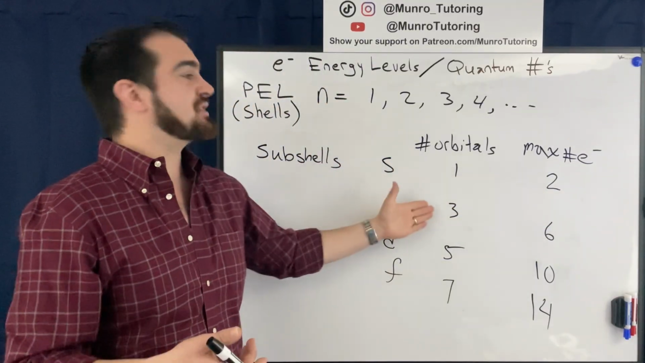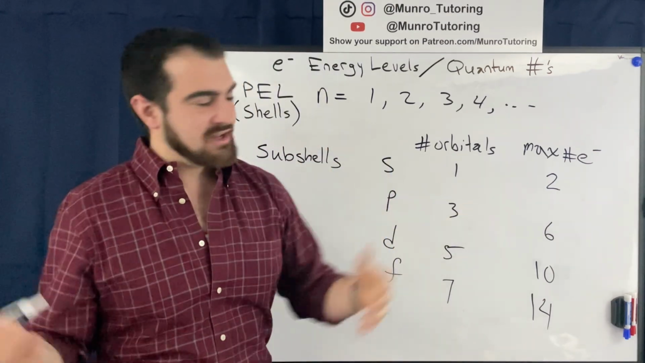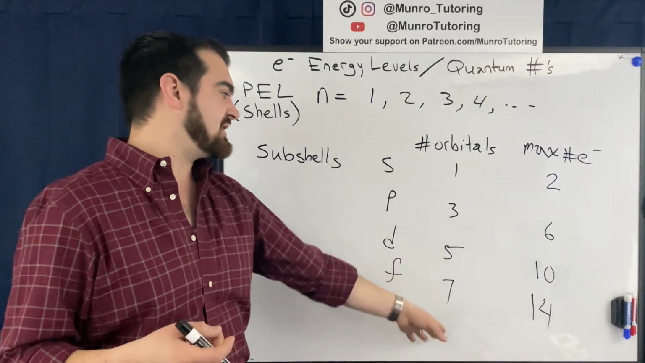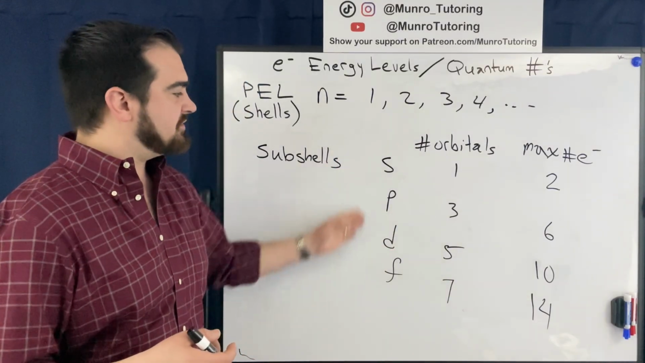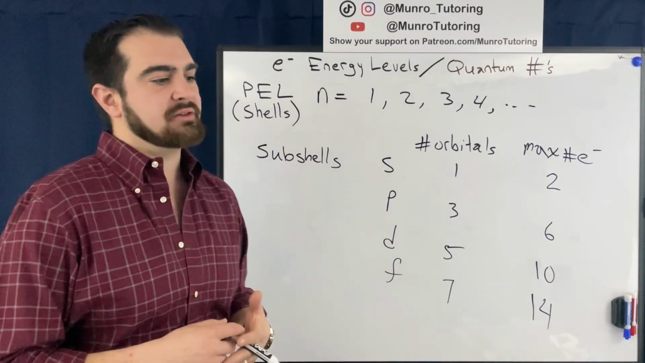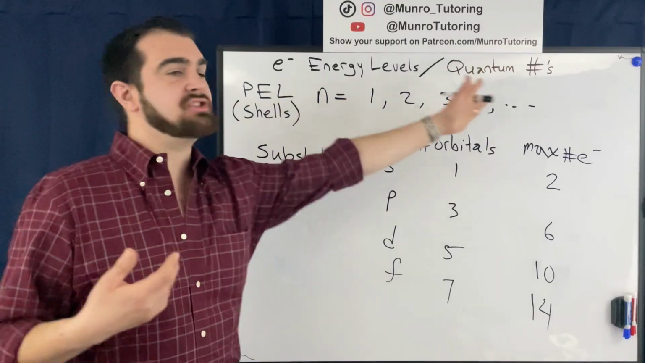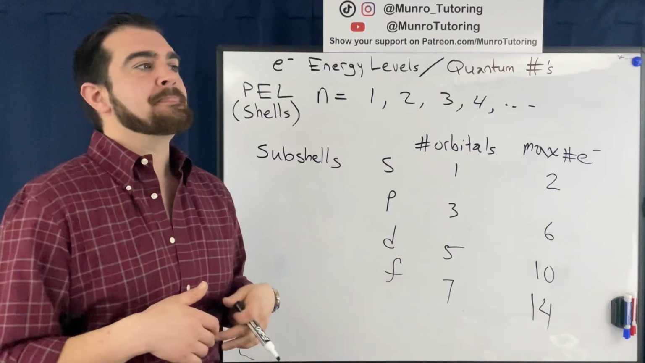The P is like a 3-bedroom apartment, so that's a maximum of 6 occupants, 6 electrons. The D has 5 orbitals, so it's 10 electrons. The F is 7 orbitals, so it's 14 electrons, okay? But that doesn't tell you what energy level they're in. So now, let's talk through which floors, which principal energy levels, have which sublevels, okay? It's pretty simple.